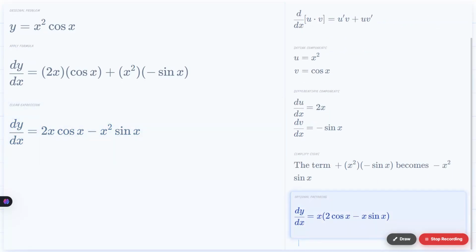We can factor out x and get x times the quantity 2 times cosine x minus x times sine x. We do this to make the expression shorter. Factoring is when we take a common part out of every term.